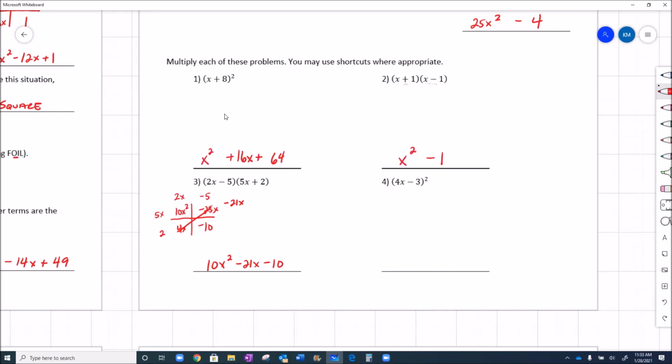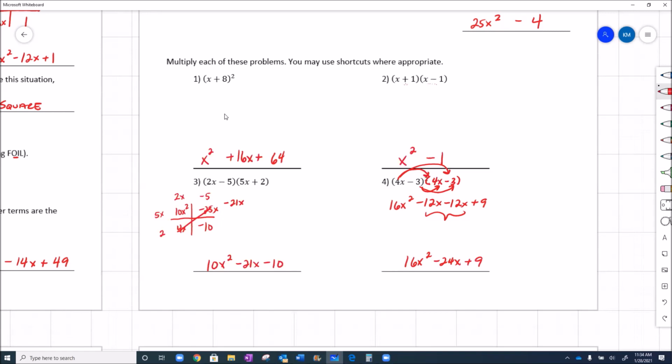And then finally we have 4x minus 3 squared. I'd rather just multiply this out to be sure. 4x times 4x is 16x squared. 4x times negative 3, negative 12x. Negative 3 times 4x, negative 12x. Negative 3 times negative 3, positive 9. Combine my like terms. I have 16x squared minus 24x plus 9.